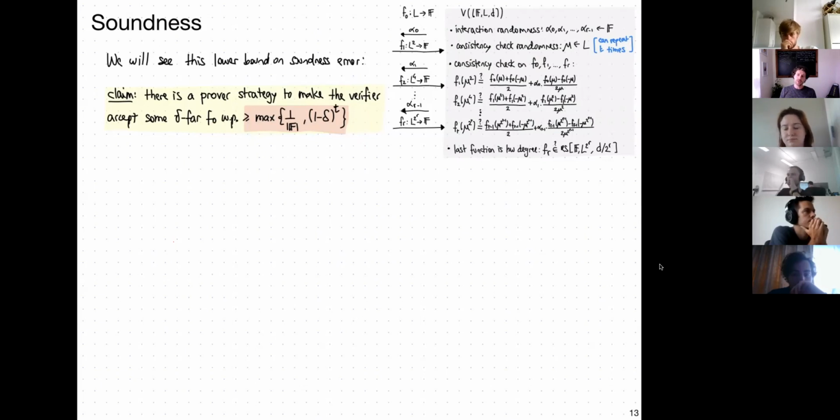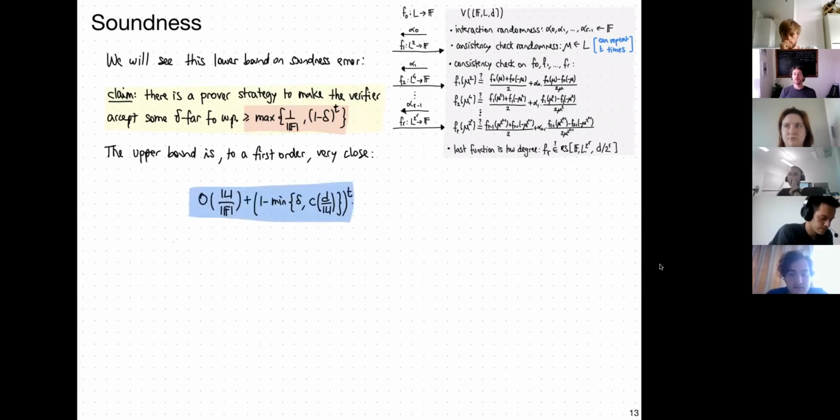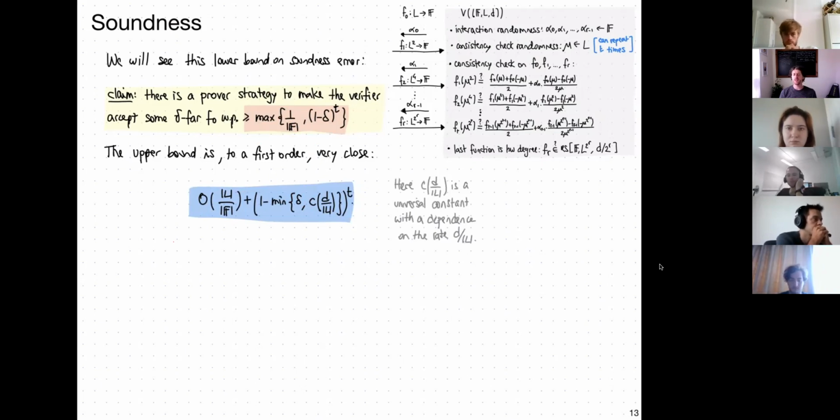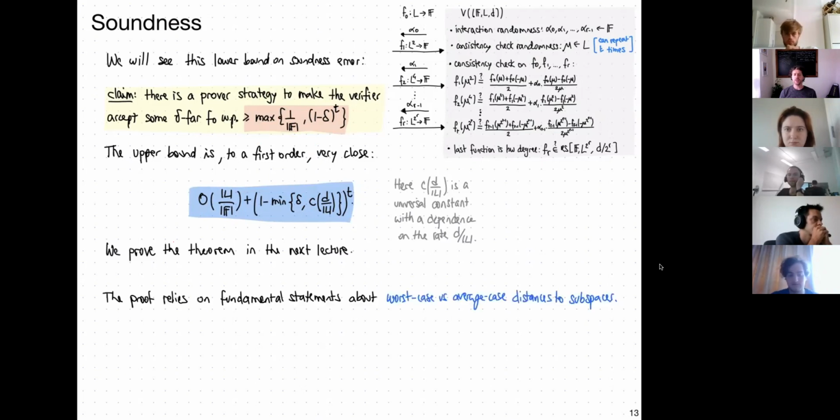Then, to show soundness, we need to show that no attack whatsoever could do much better than that. What we'll see is an upper bound which, up to first order, is quite good. It's almost exactly what you see here, only instead of 1 over f, we'll have L over f, and instead of 1 minus delta, we'll have 1 minus either delta or some constant that we'll need to deal with. But it's fairly close. The constant is just a universal constant; you don't really have to worry about it. And we will show this.